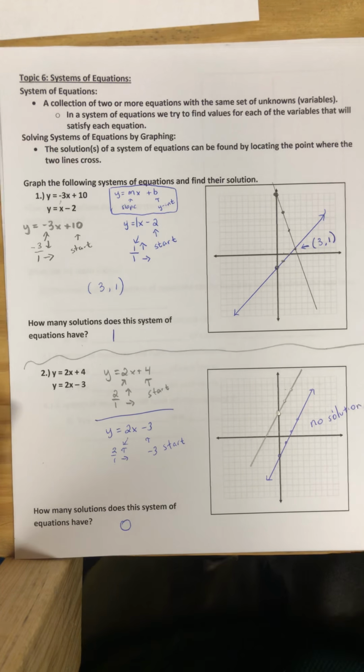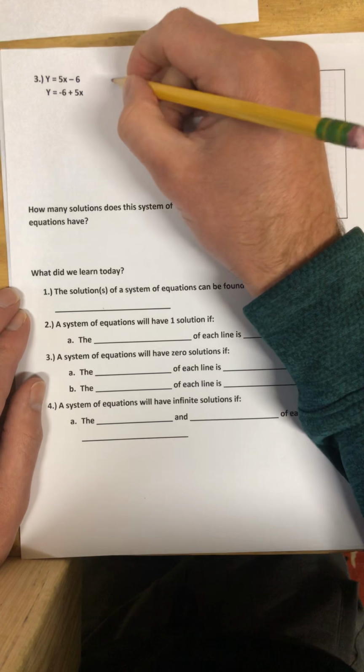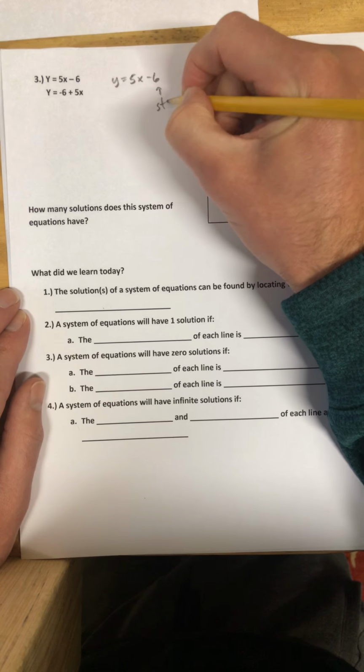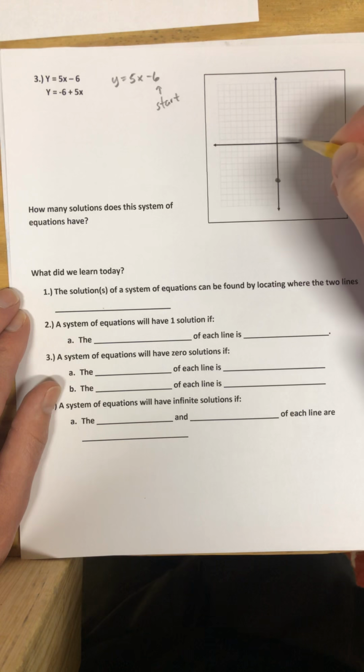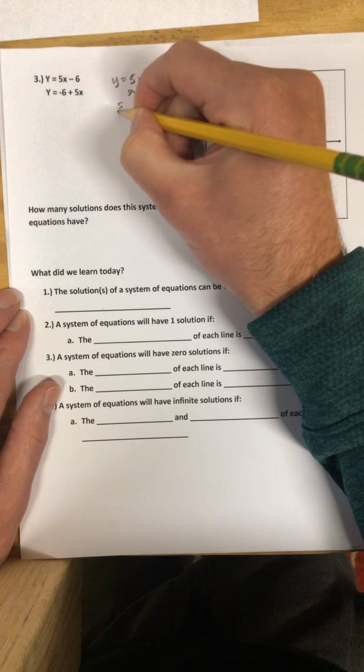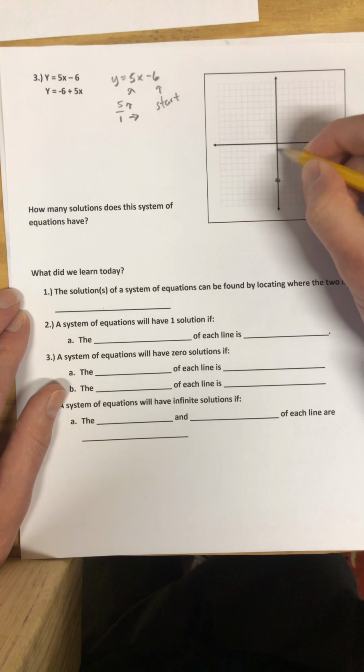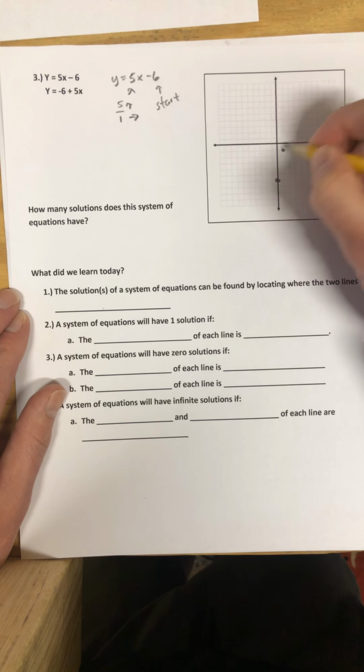Let's look at the third case. In this equation, you can see we have y equals 5x minus 6. We're going to start our graph at -6, 1, 2, 3, 4, 5, 6 down on the y-axis. Our slope is 5 over 1. We're going to go up 5 and right 1. 1, 2, 3, 4, 5 up, over 1. Do that one more time. 1, 2, 3, 4, 5 up and over 1. Draw our line.